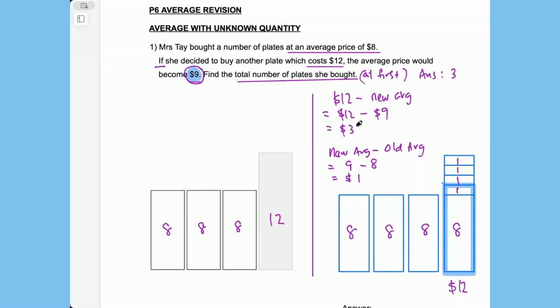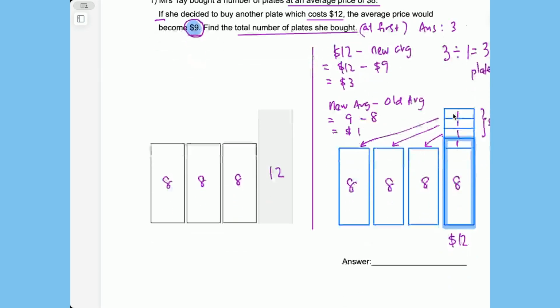Okay, so you have an additional 3 here, right? And for each of the old plates, the average increased by 1. So basically you're trying to find out how many 1s there are. So the next step of the working is this additional 3 divided by the difference between the new and old average, which is 1. And it gives us 3. That means there are 3 plates. As you can see, this will be distributed. Okay, so the answer is 3. Let's move on to the second question.